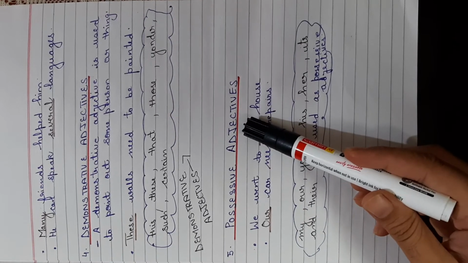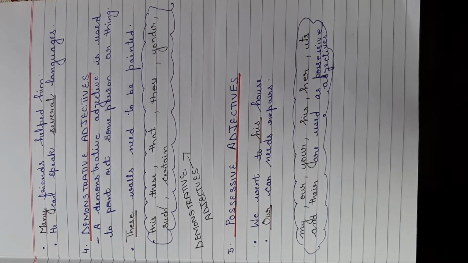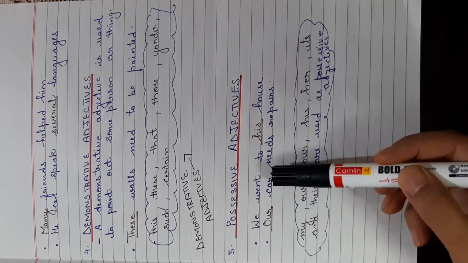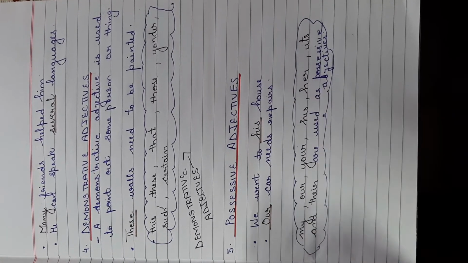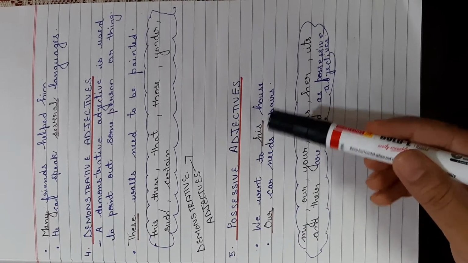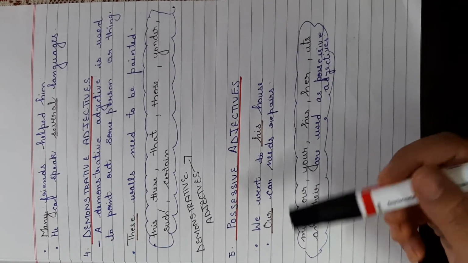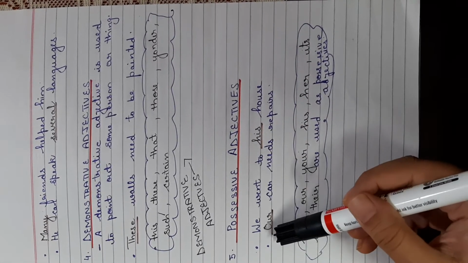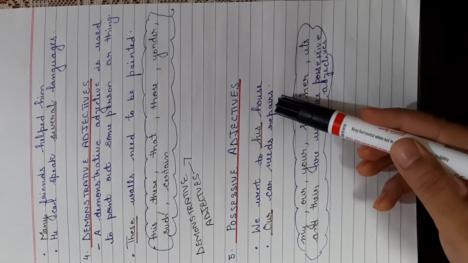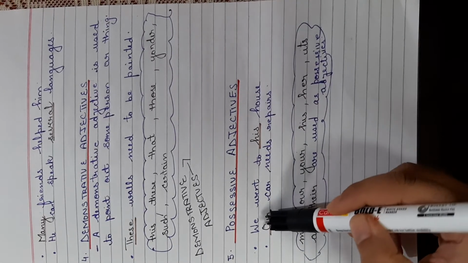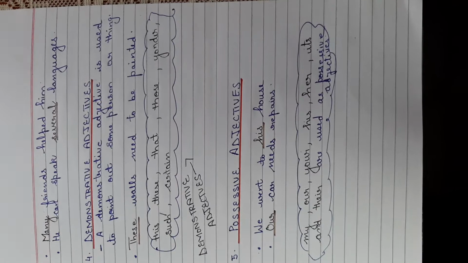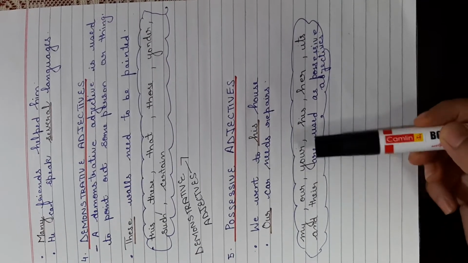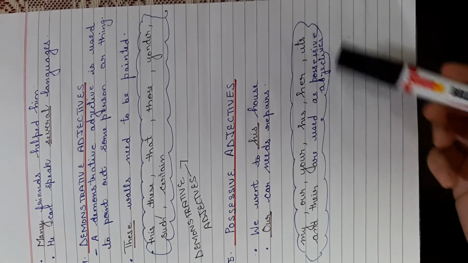Possessive adjectives show possession. Possession means ownership. We went to his house. Now his is possessive adjective because it is describing the possession. Noun, house belongs to whom? His. Our car needs repair. Now our is possessive adjective. So possessive adjectives are my, our, your, his, her, its and their.